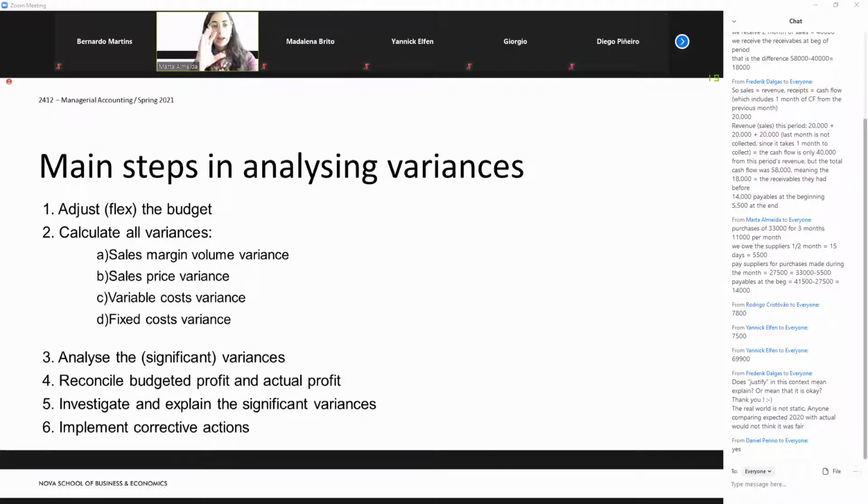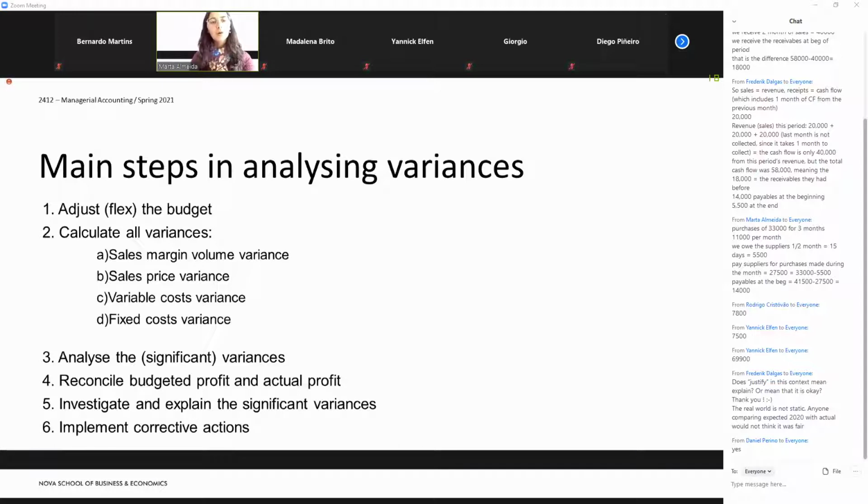Then, after we have calculated all variances, we will analyze the significant variances. Obviously companies don't want to analyze everything, because that would take a lot of time and resources. They just want to analyze those that are significant, those that had a big impact. Little differences, like a few cents or a few euros, are not worth the effort of analyzing. So we'll only focus on those significant variances.